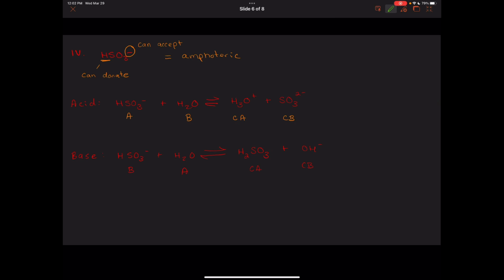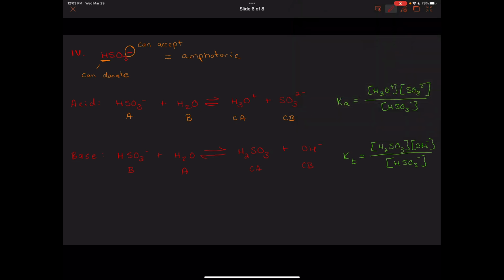So where it behaves as an acid, we represent that by a Ka. So my hydronium times my sulfite divided by my hydrogen sulfite. Where it behaves as a base, we've got a Kb. So my H2SO3 times my hydroxide divided by my HSO3 minus.